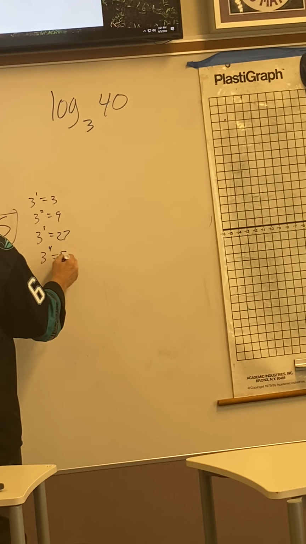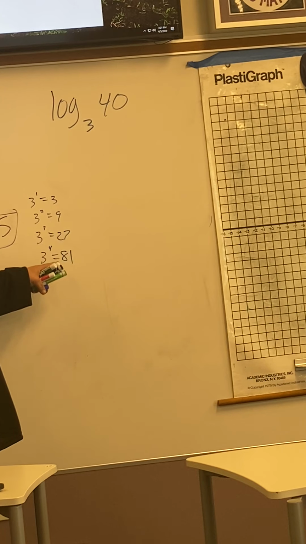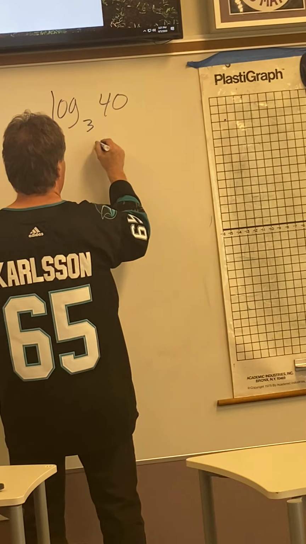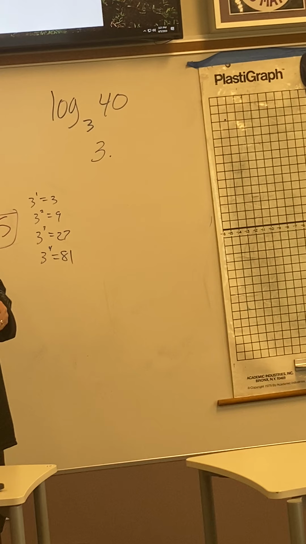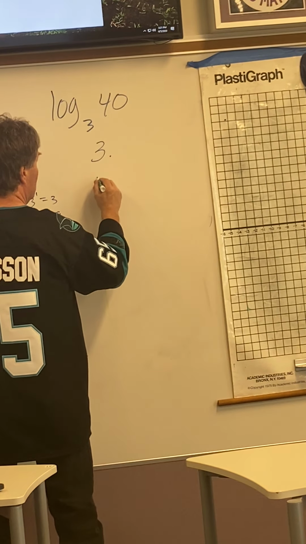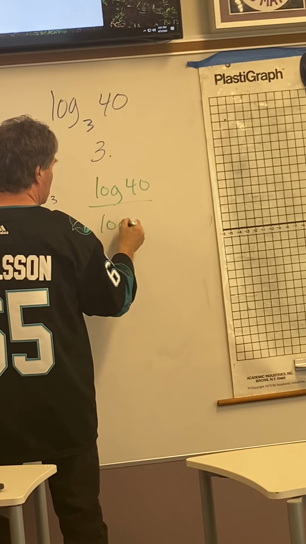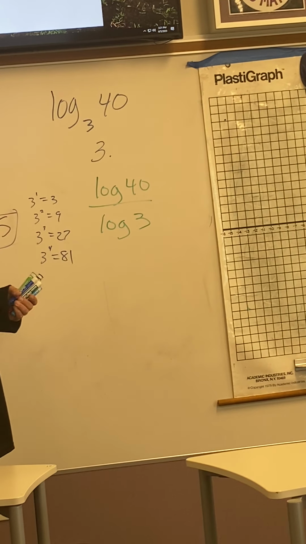3 to the fourth is 81. Well, guess what? 40 is between 27 and 81. So I would expect this answer to be somewhere between 3 and 4. In fact, the answer is going to be, watch, I'll predict this, 3 point something. That's what it's got to be. Let's find out. Here's how you do change of base. Log of this guy over log of this guy. If we do that, it should end up giving us 3 point something.